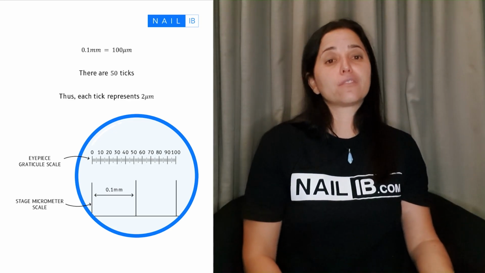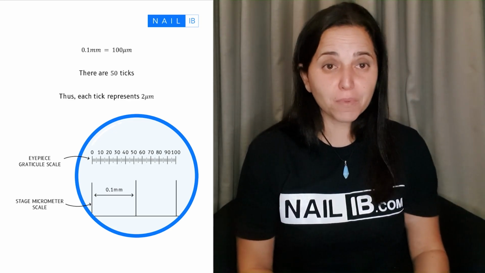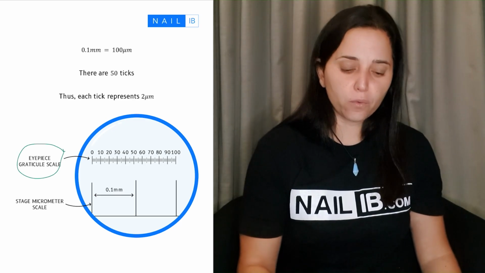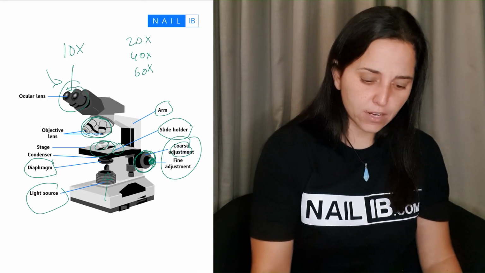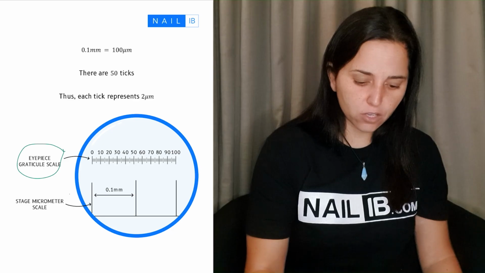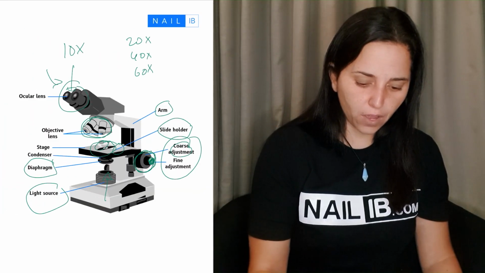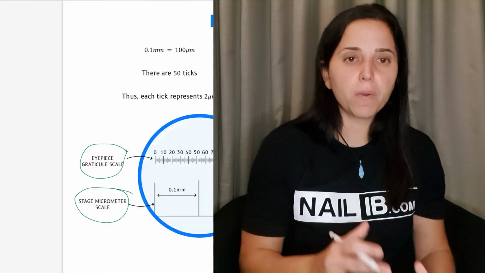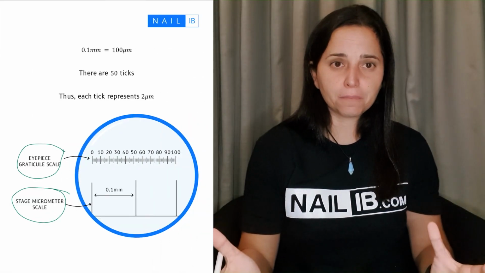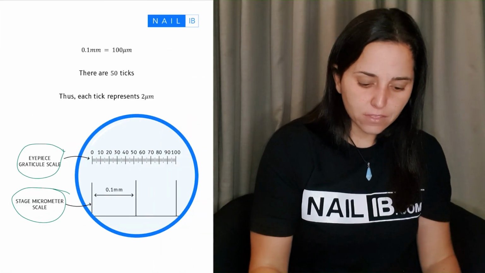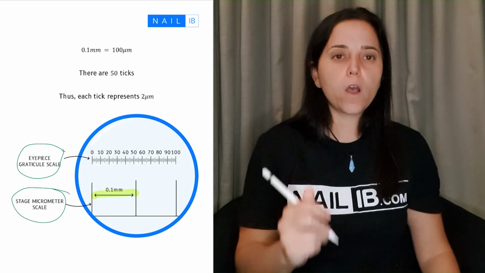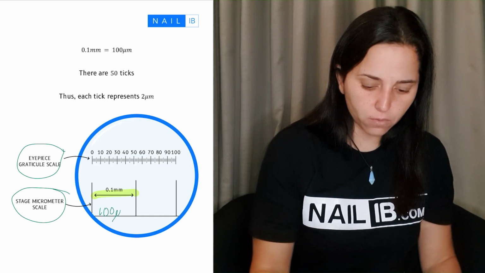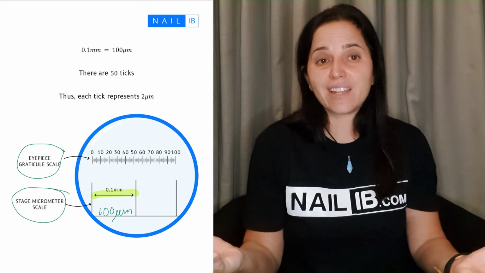Now that we're talking about looking at specimens, let's talk about the measurements too. In the eyepiece, there's this thing called the graticule scale, which, again, find the eyepiece right here. And you also have the stage micrometer scale, which is found right here and highlighted for you. So these basically help you find the measurements of the specimen. Now, how does it work? The stage micrometer scale is usually 0.1 millimeters, or sometimes they just say 100 micrometers. So you can find both ways anywhere.